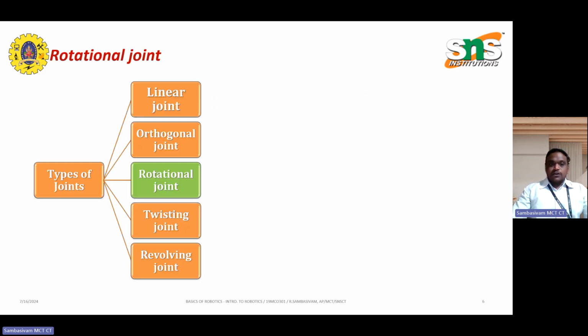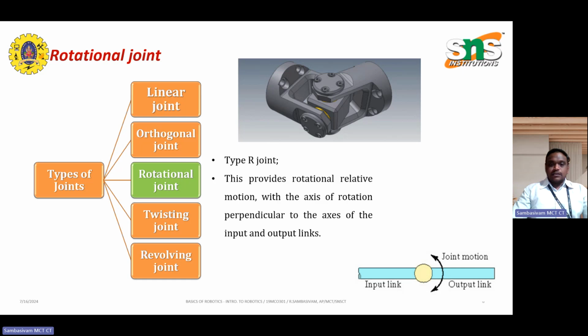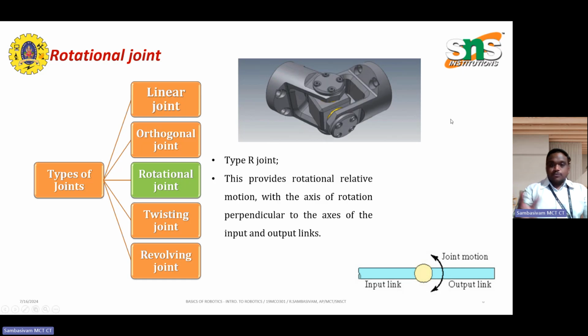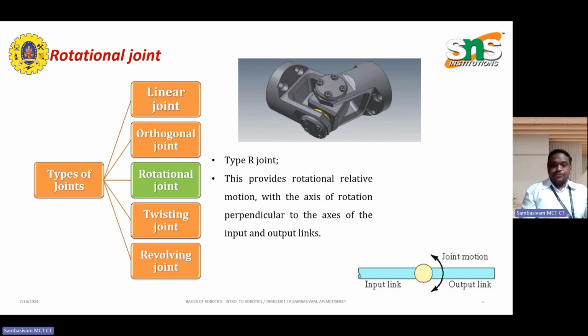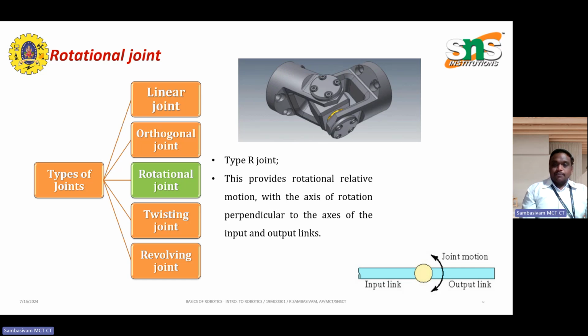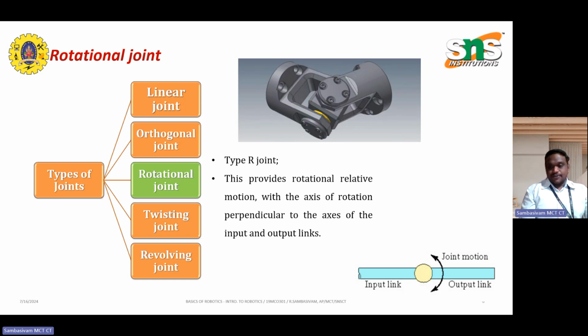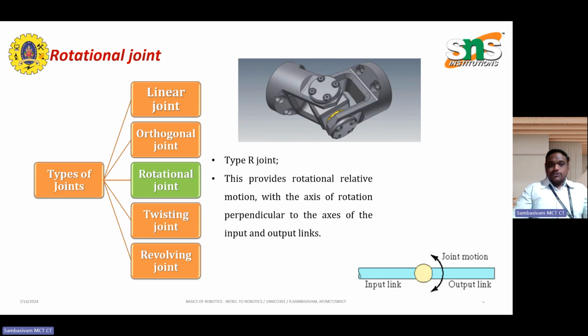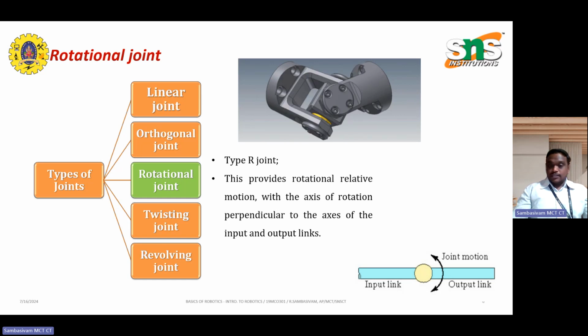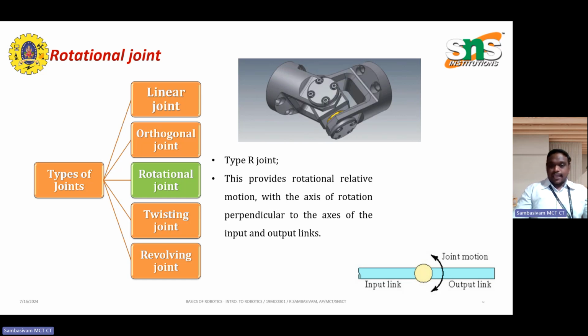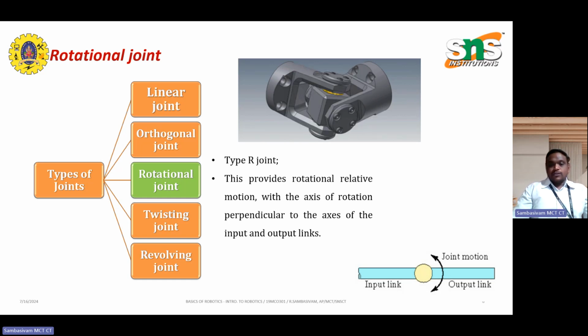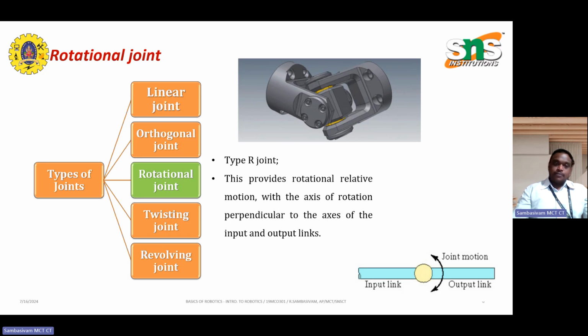The third one is rotational movement. The GIF file shows a type that makes a 360-degree rotation, and this type of joint is said to be an R joint. This provides a rotational relative motion with an axis of rotation perpendicular to the axes of the input and output links.